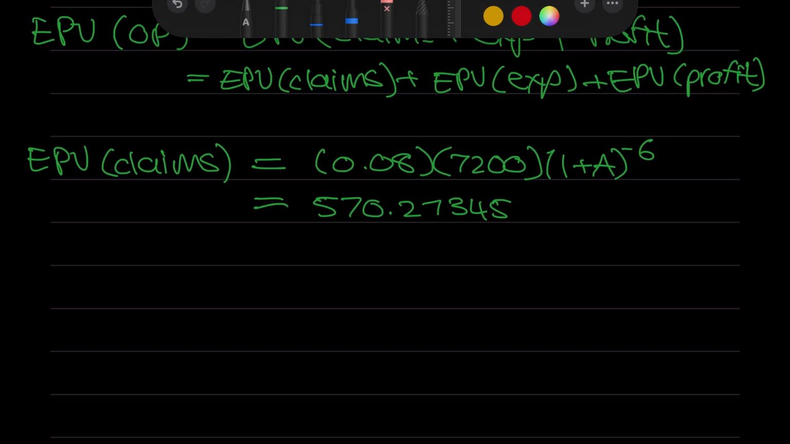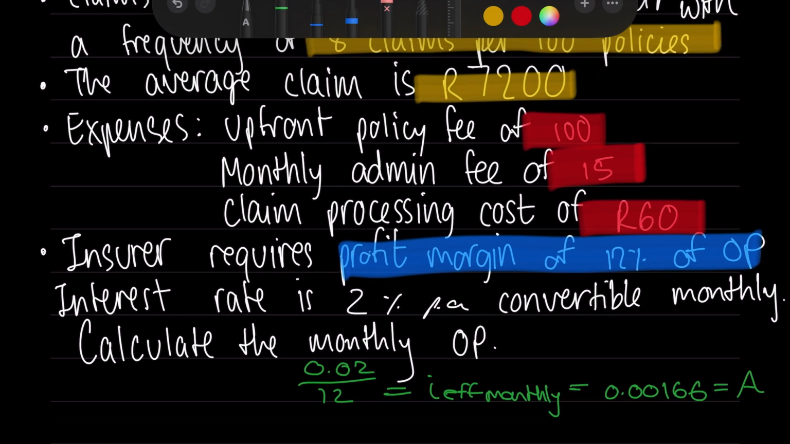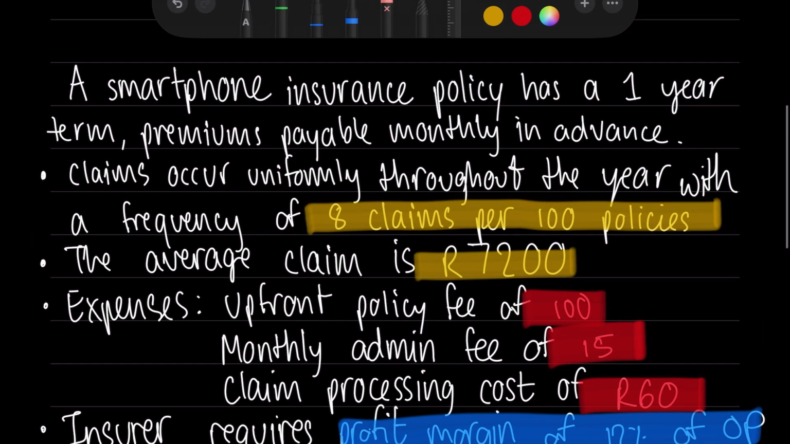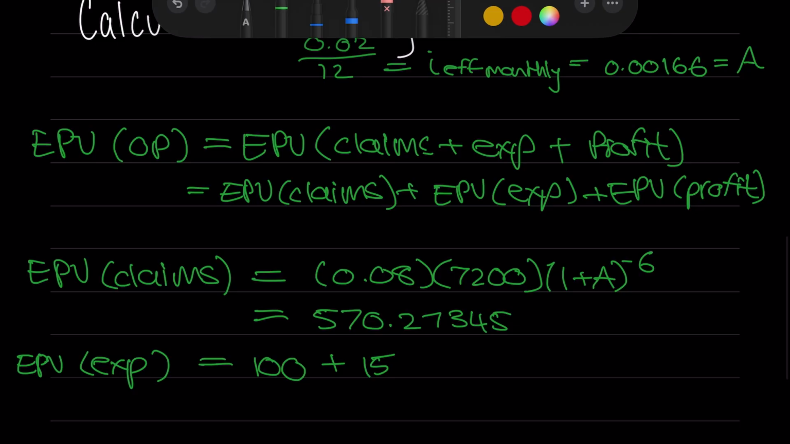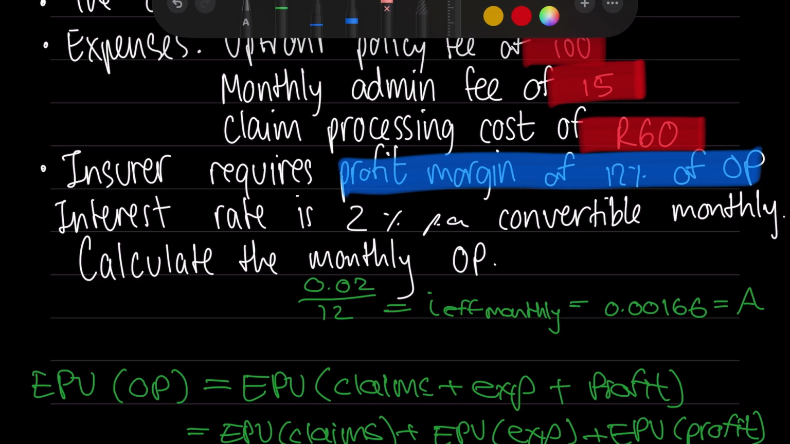Cool. Now let's do the expected present value of the expenses. There was $100 up front, so that's times 0 there. We don't need to discount that at all. And then there's monthly admin fees of 15. This question told us that the premiums are payable monthly in advance, so this 15 is going to be paid with that monthly premium. So these are in advance. The 12 ä. Yeah, that's that.